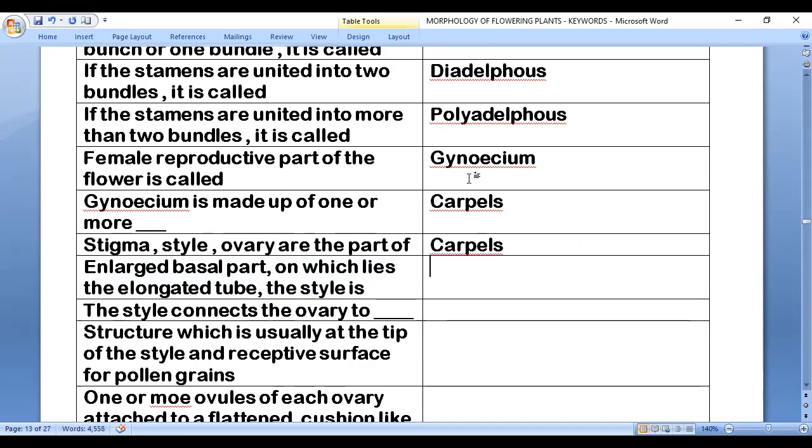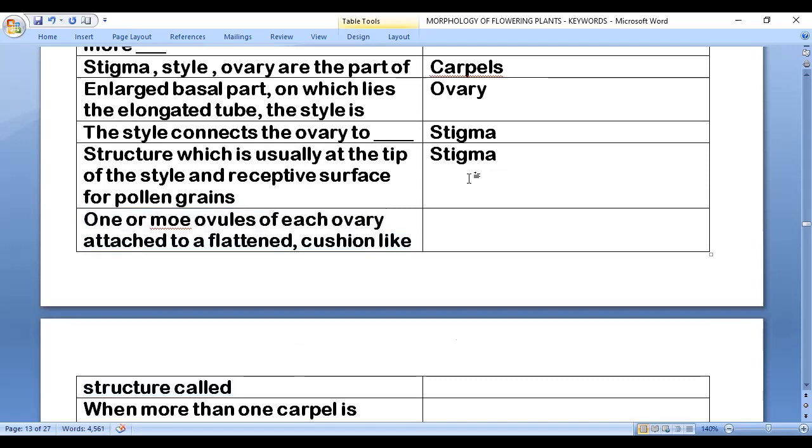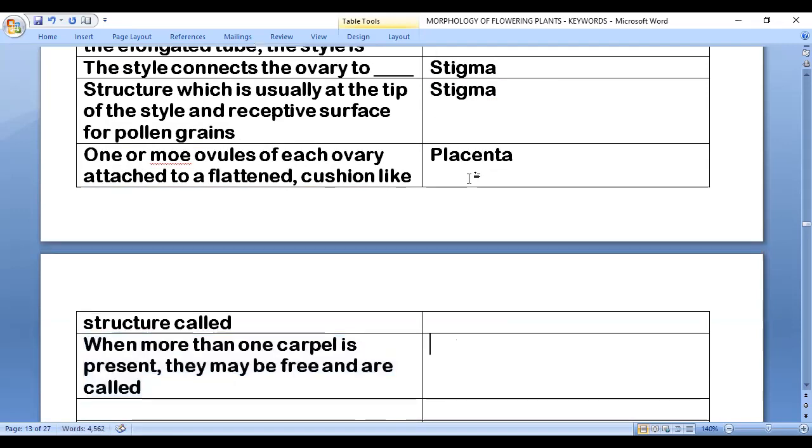The enlarged basal part, on which lies the elongated tube, the style, is the ovary. The style connects the ovary to the stigma. The stigma is usually at the tip of the style and is a receptive surface for pollen grains. One or more ovules of each ovary are attached to a flattened cushion-like structure called placenta. When more than one carpel is present, they may be free and are called apocarpous.